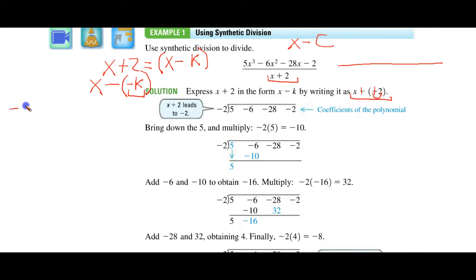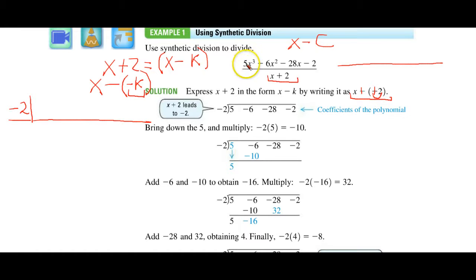Negative 2, and we usually do it this way. I'm going to make my upside down division sign. Normally it would be up here, but I'm using it this way. Again, the author uses a little different technique, and there is a video of it if you'd like to see it. Now we're going to copy this down.